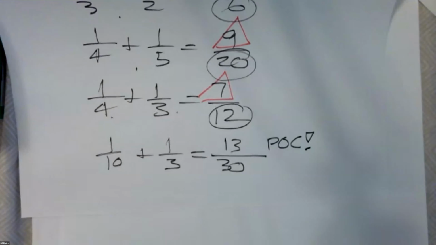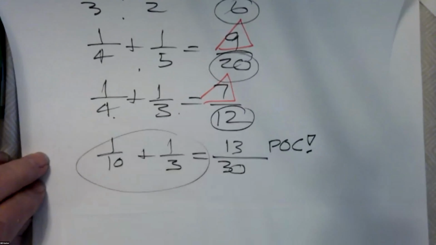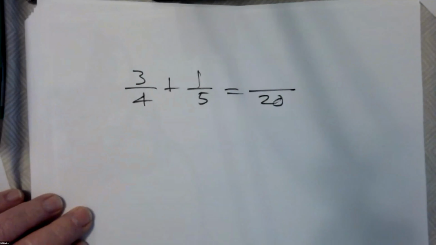There you go. Now, after I do a bunch of those with unit fractions, instead of having unit fractions, I'm going to throw different numbers in there. So let's say I have a problem like 3/4 plus 1/5. I know my common denominator is going to be 20. My numerator is going to be 19.